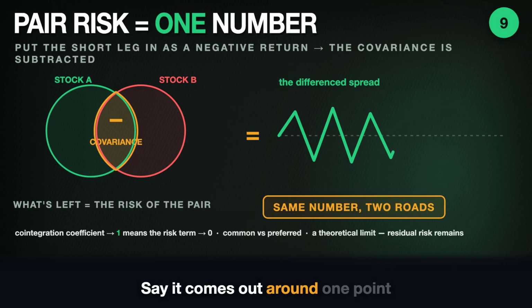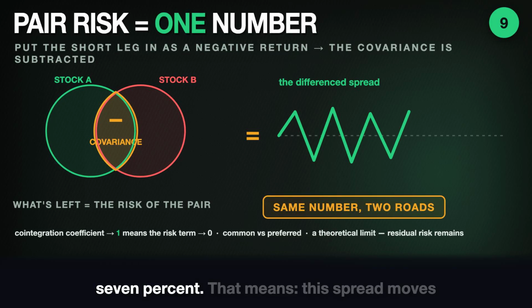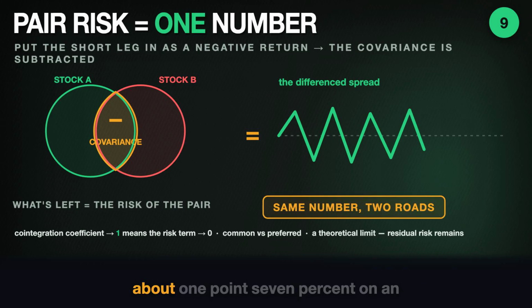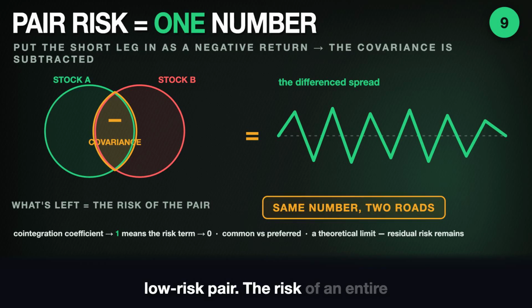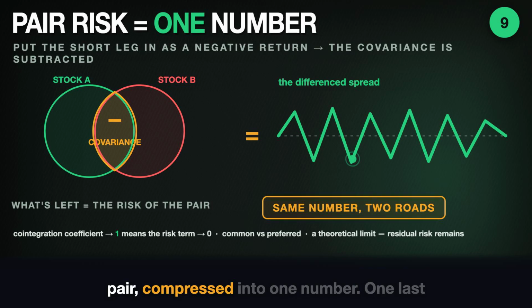Say it comes out around 1.7%. That means this spread moves about 1.7% on an average day. A large value is a high-risk pair, a small one is a low-risk pair, the risk of an entire pair compressed into one number. One last thing here.